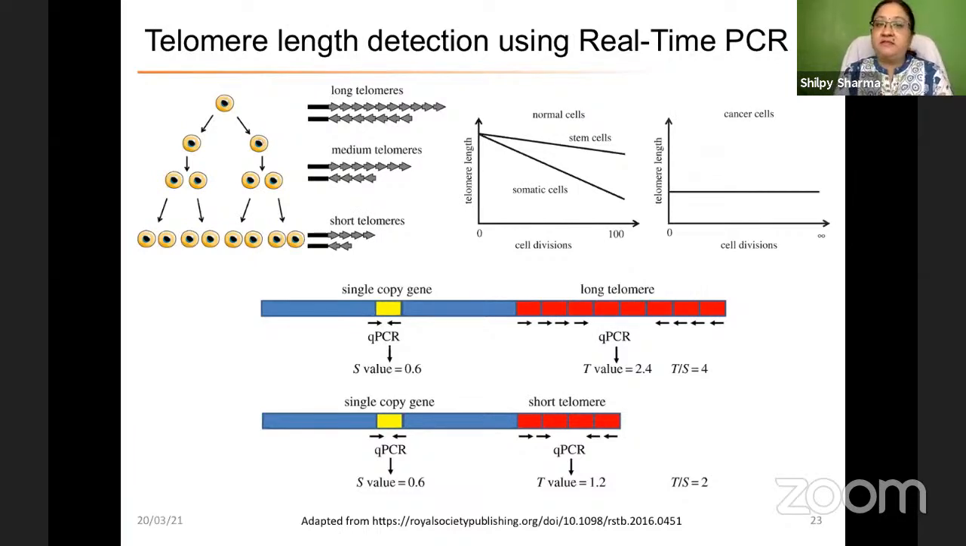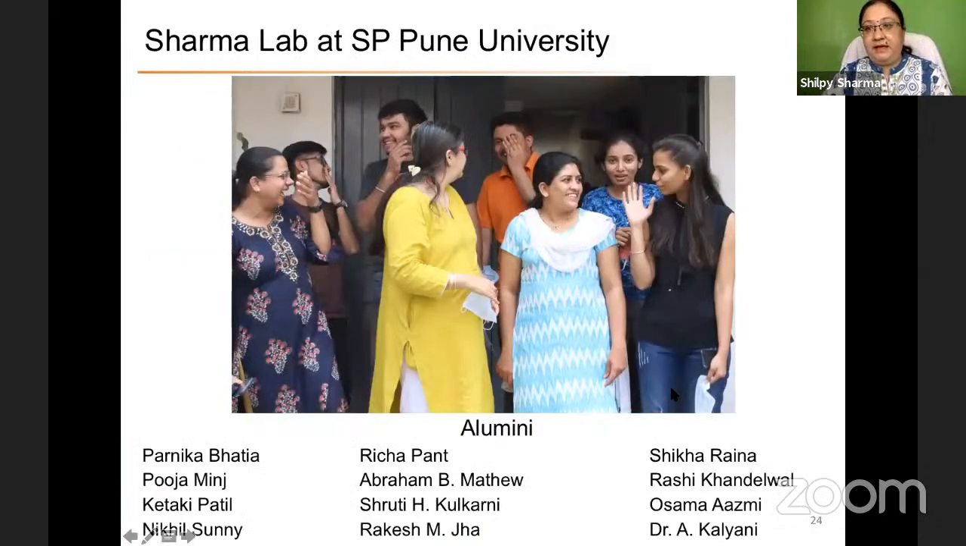So basically your cancer cells have longer telomeres as compared to your normal somatic cells, which see shortening of telomeres as the cells divide. So if it is a longer telomere, you will get higher signals using qPCR versus a shorter telomere, again based on the fluorescence. And you always have to normalize with a gene which has a single copy number, and based on the values you can actually see.